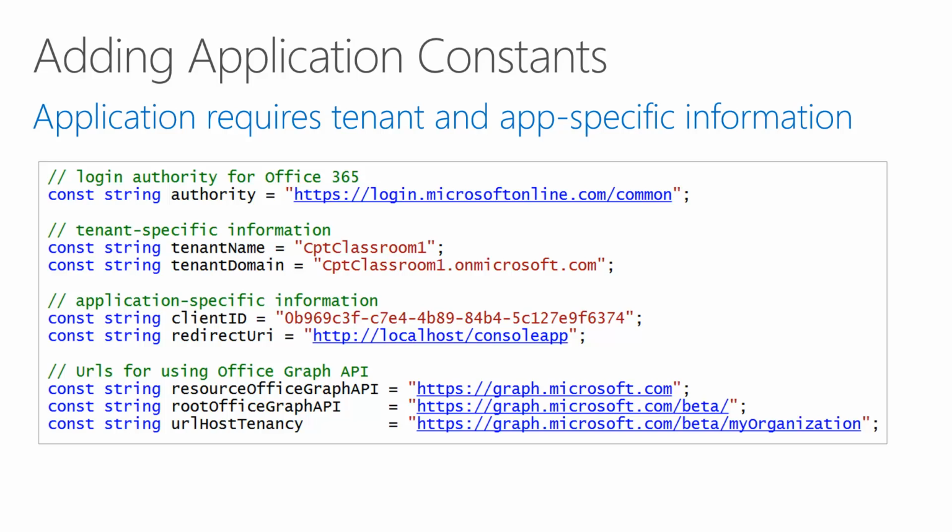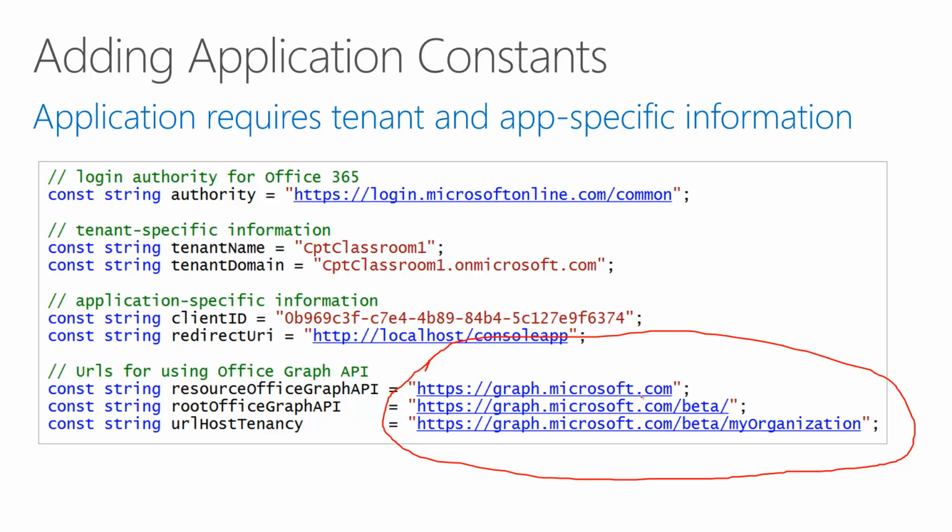Now, if I look down below here, one thing that I want to point out is a very specific set of URLs that you're going to need. So one, which is just graph.microsoft.com, is a resource ID that we're going to need when we want to get things like an access token or authorization code. There is the root Office Graph API entry point /beta, and then there's also the URL host tenancy inside.